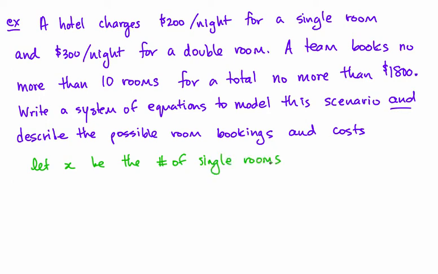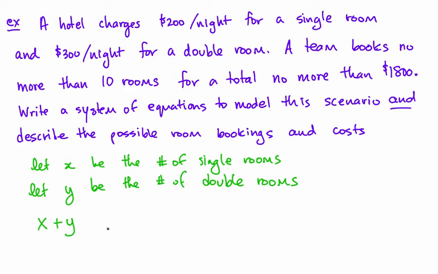And I've got these double rooms. That's different. So let Y be the number of double rooms. And now I can come up with some equations. If I take the number of single rooms and add the number of double rooms, I can't get any bigger than 10. And actually, you can't get any smaller than 0 either. So the x plus y together has to be bigger than or equal to 0. Kind of seems like a strange thing to say, but you're not going to go book any negative rooms.